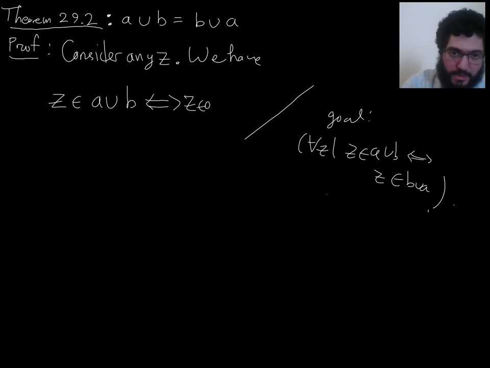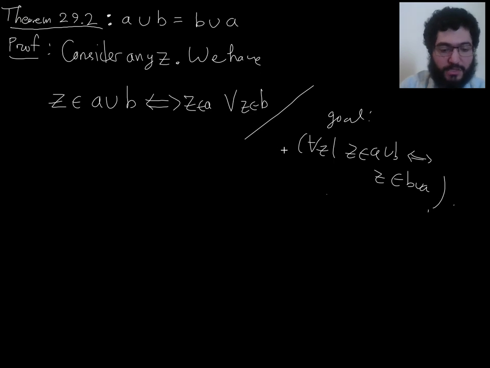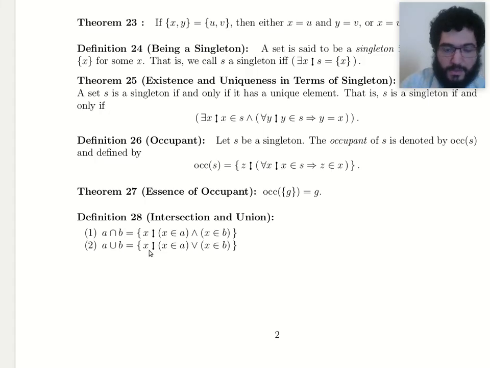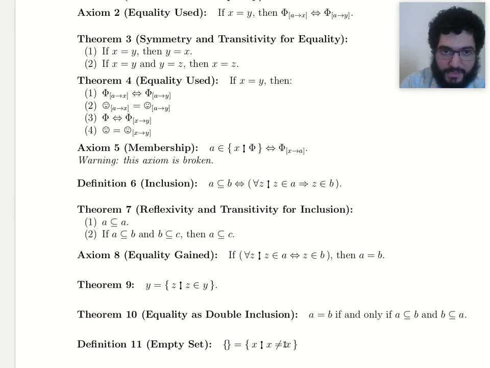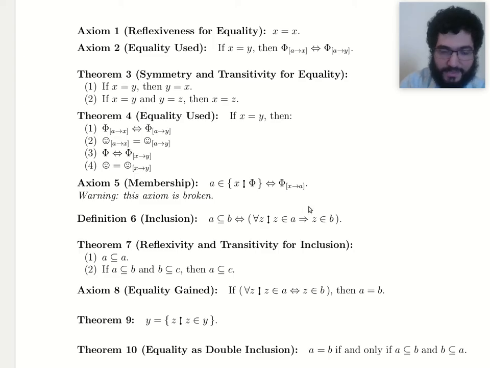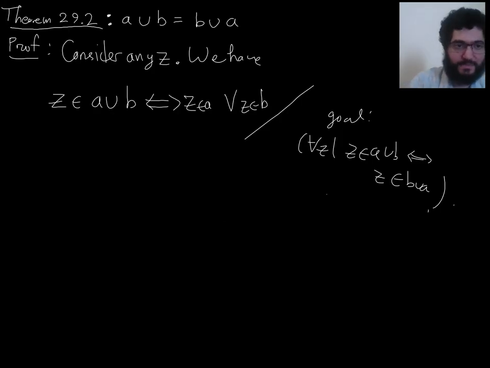z in A or z in B. And there I've used the definition of union. So that means I'm using definition 28 part 2, this, and I'm using axiom 5. Okay, so this is how we can get a double arrow without having to do both directions: axiom 5 provides a double arrow. We can also get double arrows from certain aspects of logic.